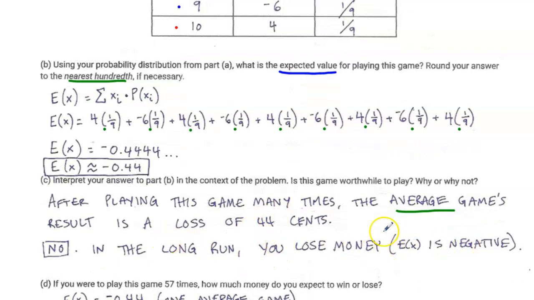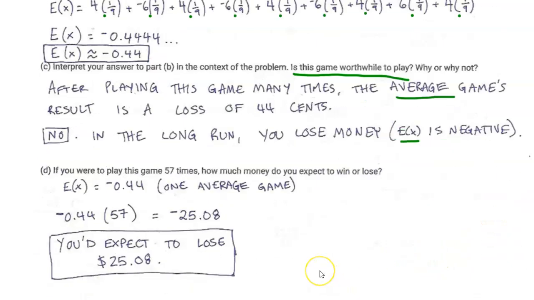In the long run, you lose money, which means if this game is worthwhile to play, I would be gaining money. It's not worthwhile to play because I'm losing money. The expected value is negative. Remember, E parentheses X is expected value.